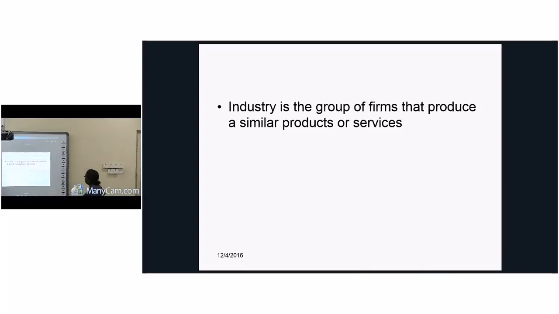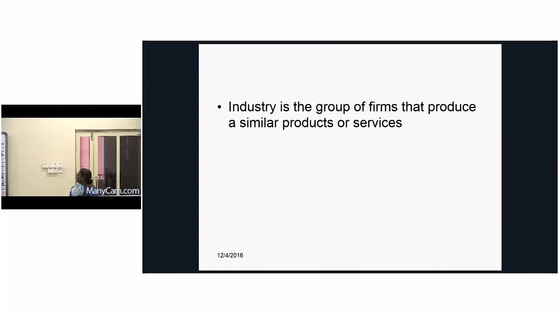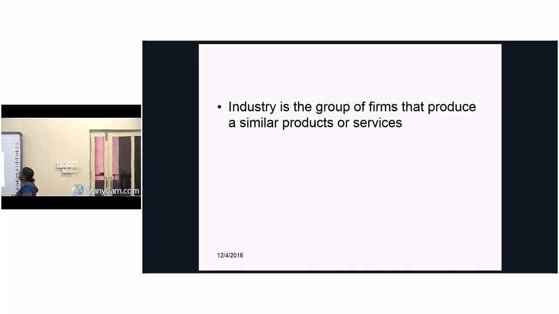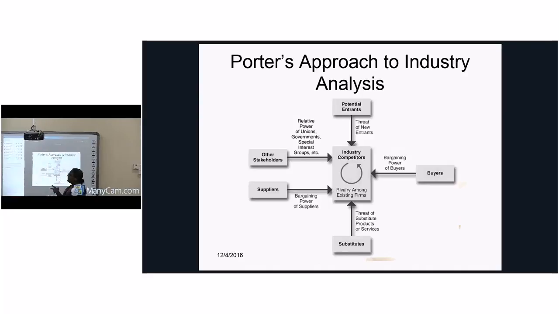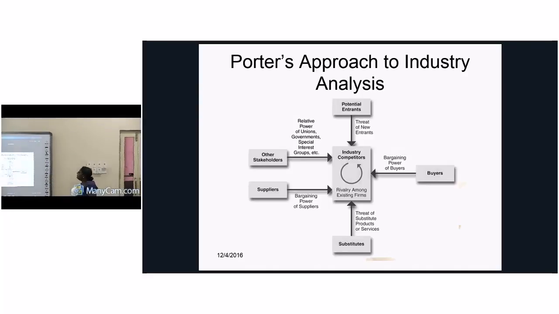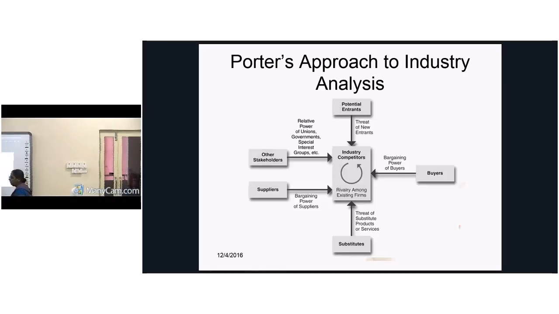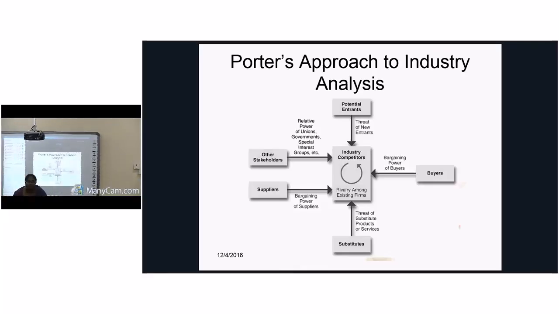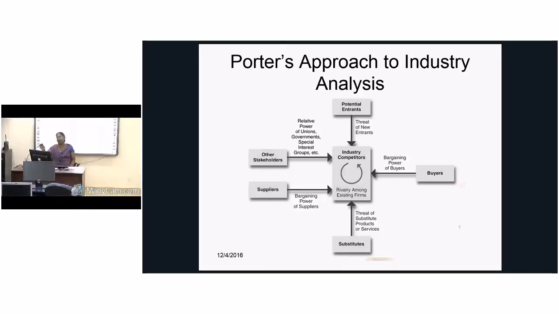Industry is the group of firms that produce a similar product or service. In analyzing the industry, Michael Porter developed a model called the five-factor model. It is called Porter's five-factor model.